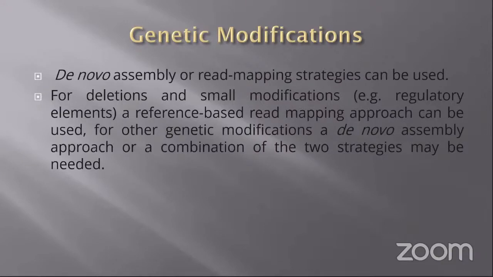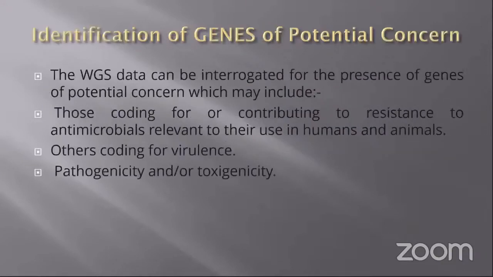Identification of genes of potential concern. The WGS data can be interrogated for the presence of genes of potential concern, which may include those coding for a contributing to resistance to antimicrobials relevant to the use in humans and animals. Others coding for virulence, pathogenicity, or toxigenicity.